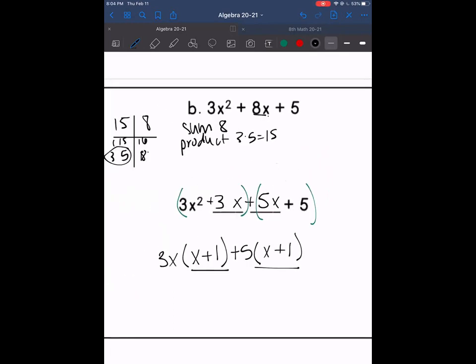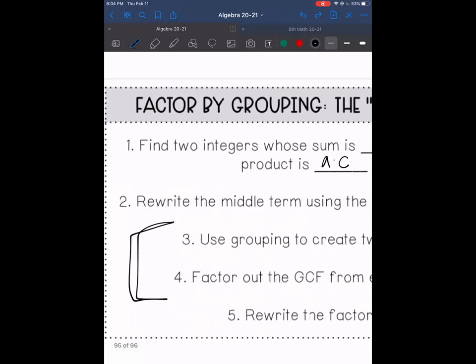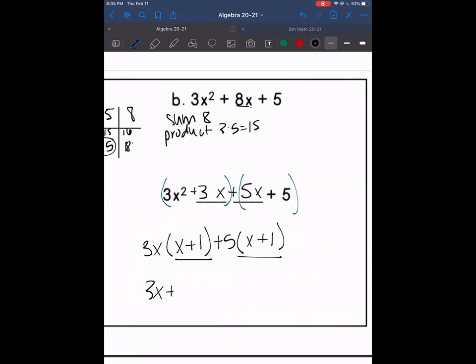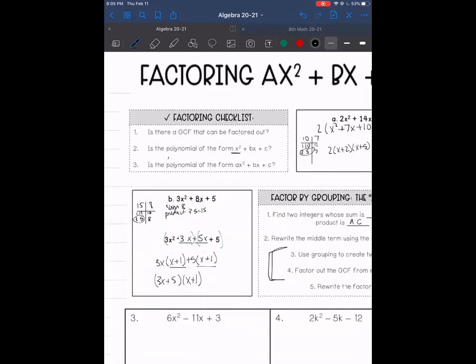This is where, when we were multiplying polynomials, we took the first binomial, split it up and multiplied it by the second one. That's where this grouping method comes from. We did step 4. We're going to rewrite the factors now. So our factors are 3x plus 5 and x plus 1. We took out our greatest common factor, our remaining parts match, and so those are our two factors: what was left and the greatest common factors combined.